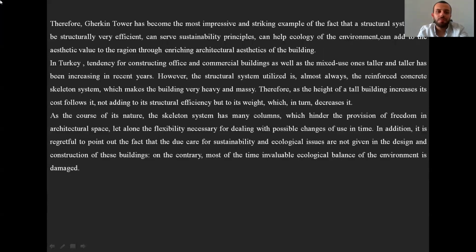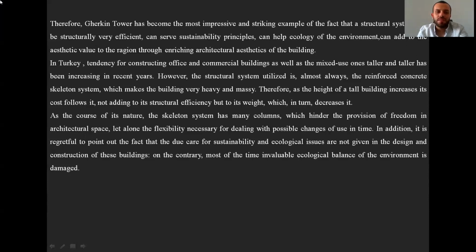In Turkey, the tendency for construction of office and conventional buildings as well as mixed-use buildings that are taller and taller has been increasing in recent days. However, the structural system used is almost always the reinforced concrete skeleton system, which makes the building very heavy and messy. Therefore, as the height of the tall building increases, its cost follows it, not adding to its structural efficiency, but to its weight, which in turn degrades it.